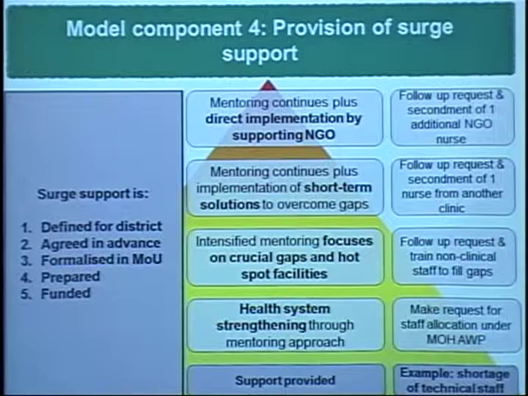This is very much defined at district level. You need to agree it in advance, formalise it in an MOU, and then fund it. So that's basically the surge capacity model. It's one that we're probably least advanced on. That's our thinking at the moment.